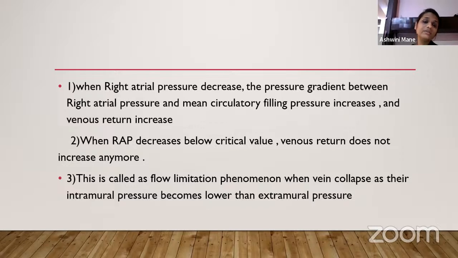And when right atrial pressure equals the mean circulatory filling pressure, there won't be any gradient, so there won't be any flow. And if right atrial pressure decreases below the critical value, then venous return does not increase anymore. This is called the flow limitation phenomenon, when veins collapse as their intraluminal pressure becomes lower than the extraluminal pressure.